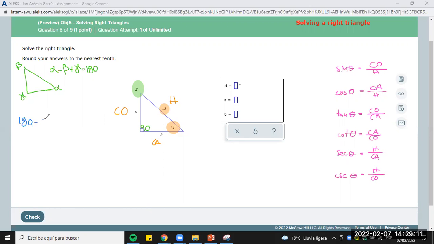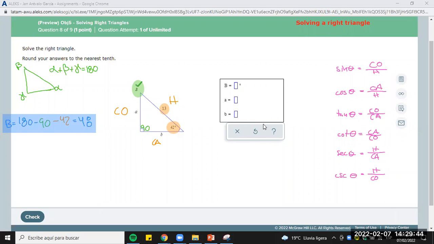180 minus 90, I'm going to use colors here, minus 90 minus 42. That would be the value for angle B. I'm going to use the calculator now. It is 48. Yeah, so we have this one. That was easy.